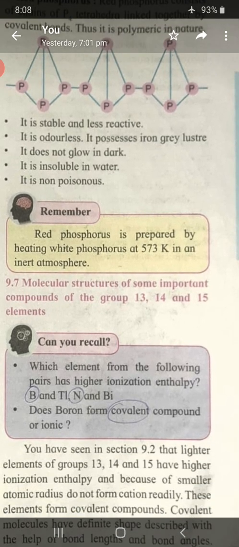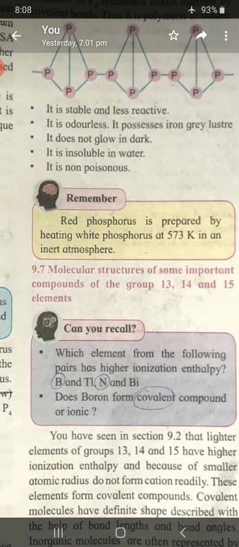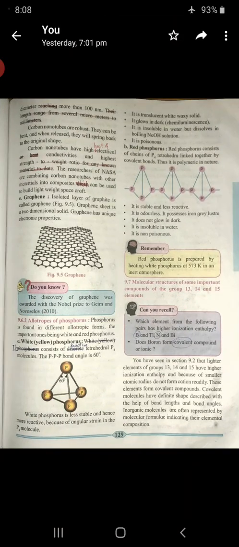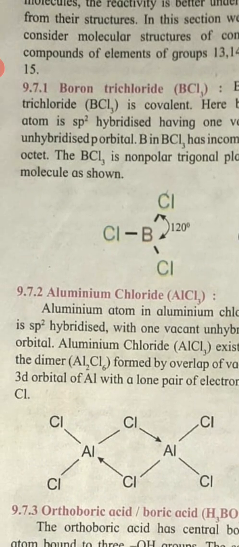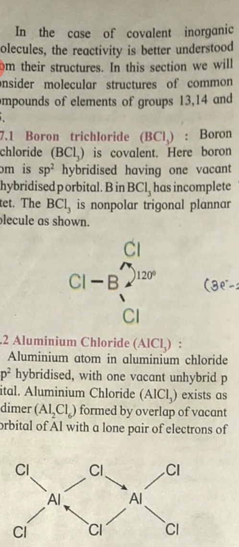Okay, now next are the important compounds of group 13, 14 and 15 elements. The first compound is boron trichloride, BCl3. Explain the structure of boron trichloride.